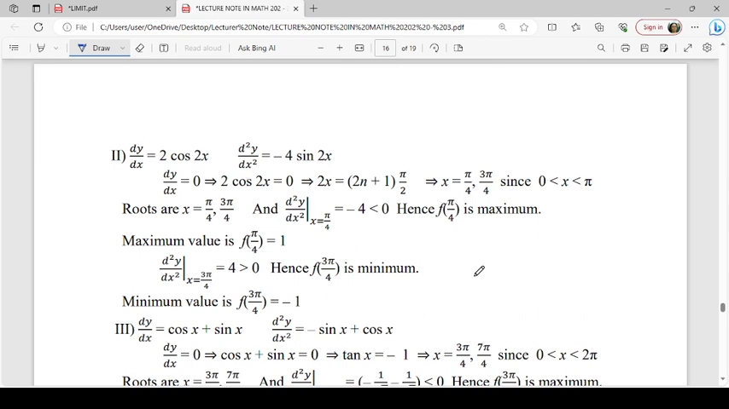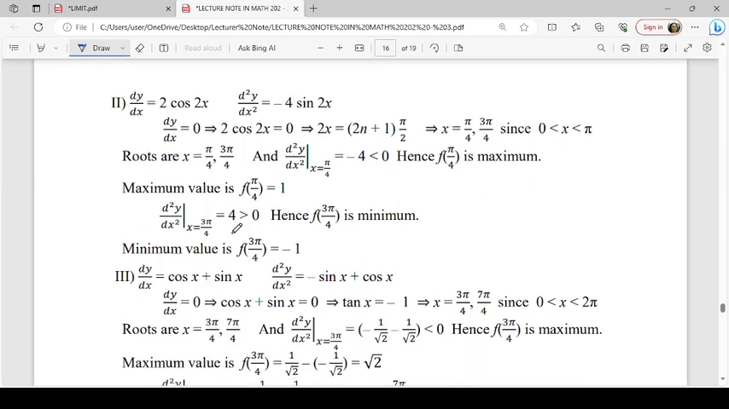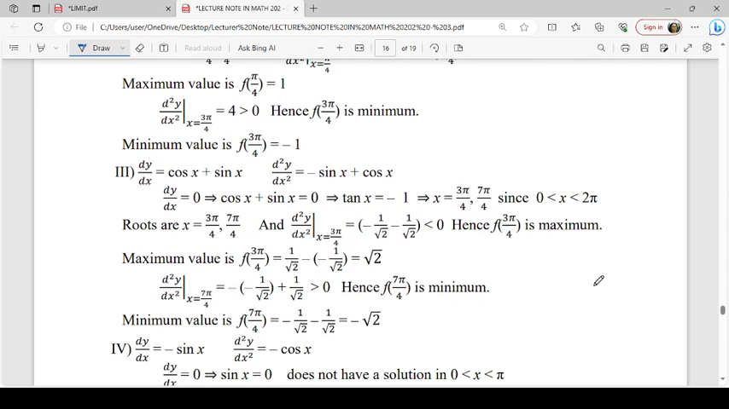So all these are examples. So this dy/dx is 0. So 2 cos 2x is 0, means 2x is the solution of cos 2x equal to 0. So it is x equal to pi by 4, 3 pi by 4, etc. Because x is given as lying between 0 and pi. So we find this value. So maximum is at pi by 4, it is 1. At 3 pi by 4, it is minus 1. So these are the examples of extreme values.